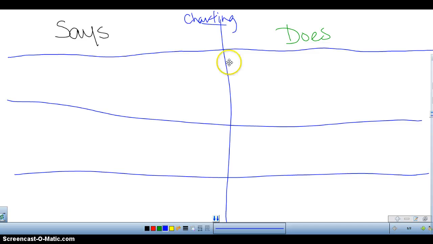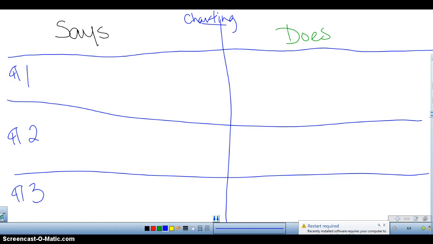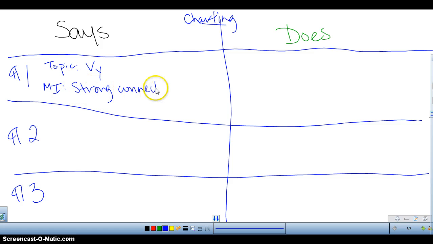And again, when we chart, all we're doing is taking our annotations from the first step and transferring them to something that's a little less messy. So in paragraph 1, again, these will each be for individual paragraphs. For paragraph 1, we decided it was Vi and she had strong connections to both countries. So I'll have my topic and my main idea. Again, it was Vi and strong connections to both countries.